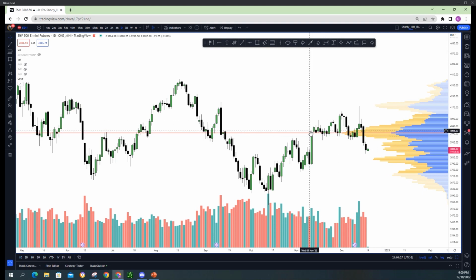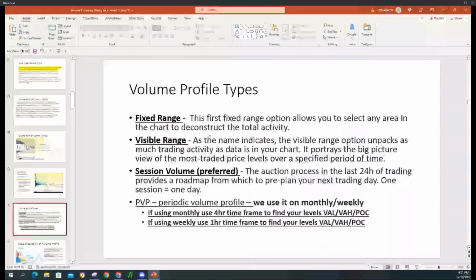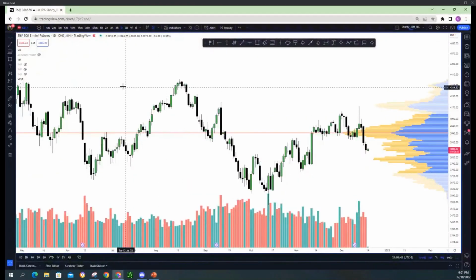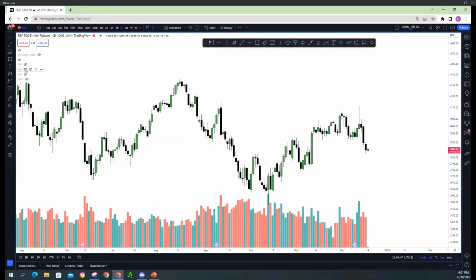So if you think about this, we broke this POC now. So now if you drive it back up here, this is a really good short, because that means you popped below it and you're coming back for a retest, and that's usually a really, really good short that we can handle. So that's visible range volume profile, and then session volume profile is what we use a lot, and we use that on 30 minutes.